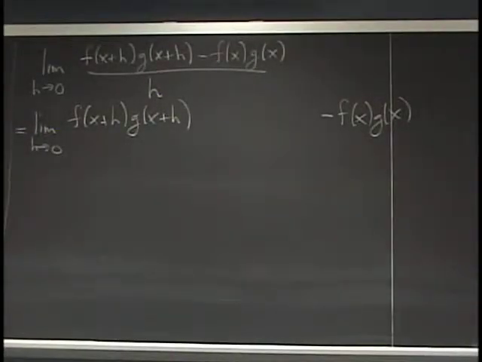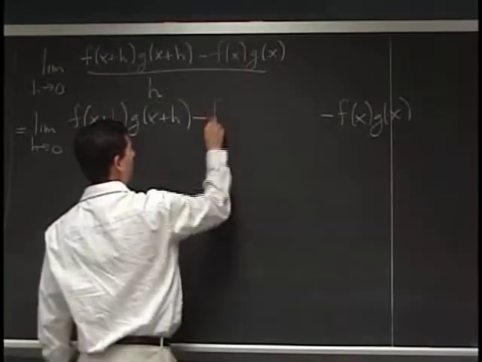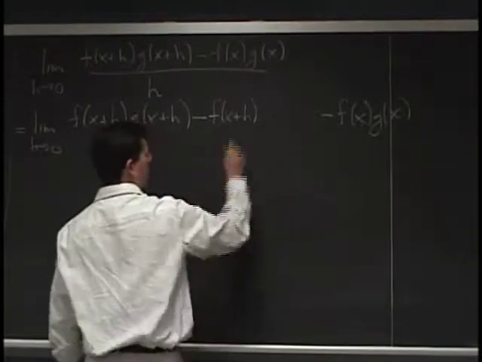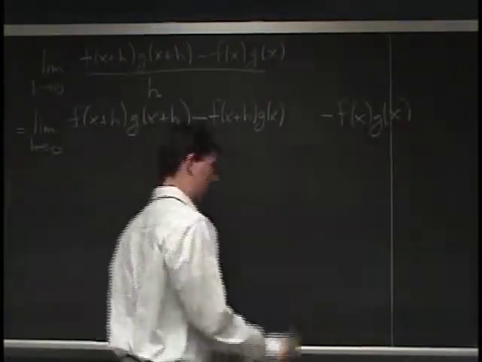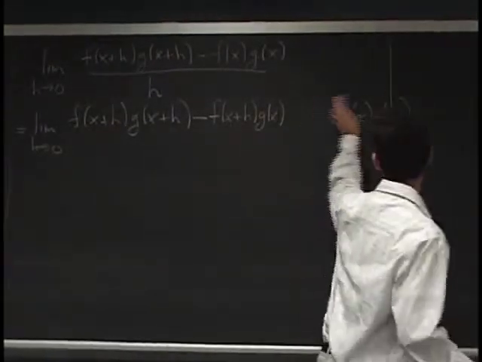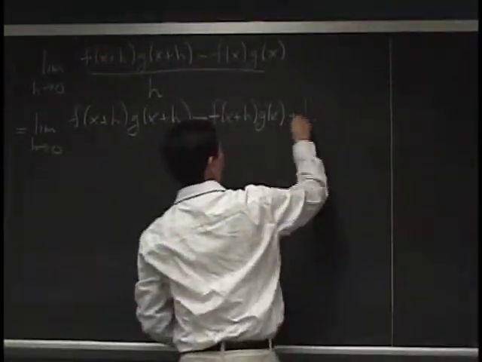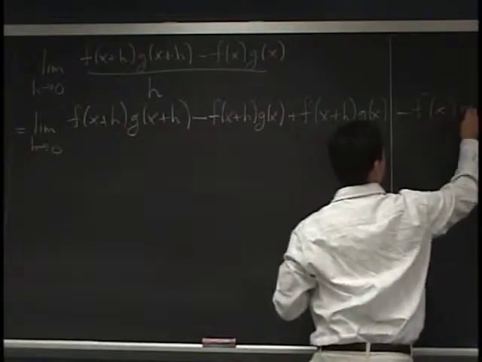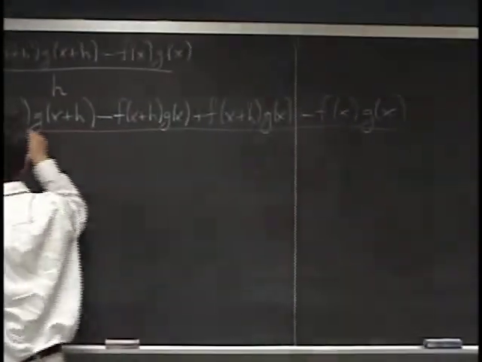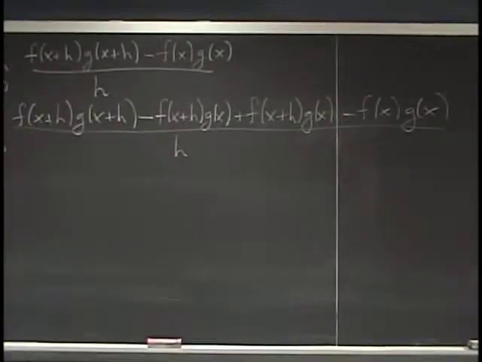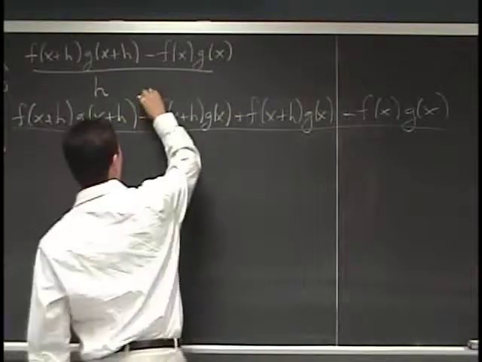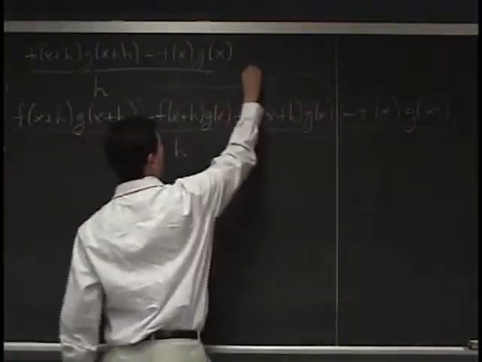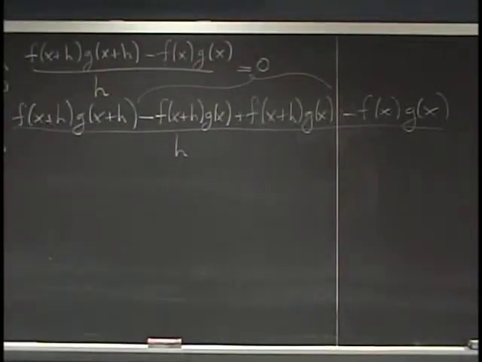Okay, so smack dab in the middle of this thing, I'm going to add f of x plus h times g of x, and it looks like I didn't add enough room. Plus f of x plus h g of x, and I can't forget my minus f of x g of x. And of course, this is all sitting over h. So the only difference in these two equations is this bit here, which is, of course, equal to 0. So this seems pretty pointless, yeah? Why add 0 to something?